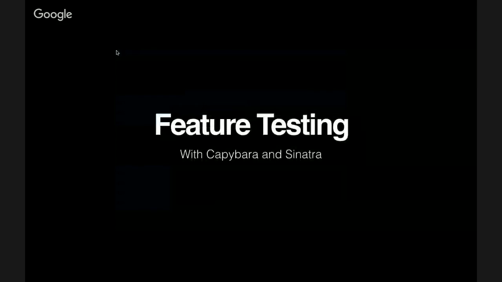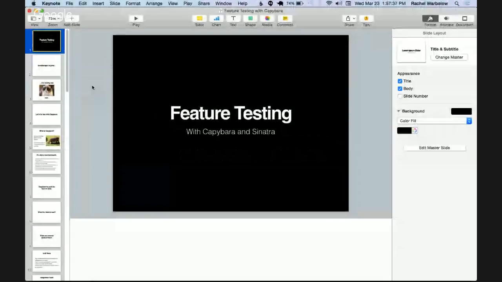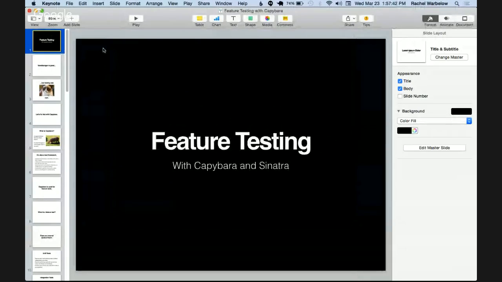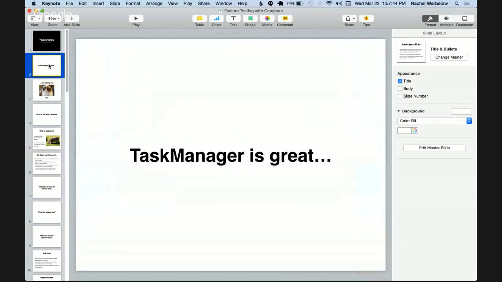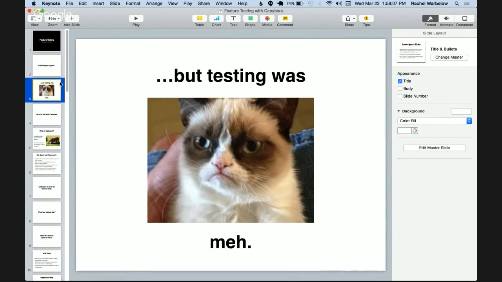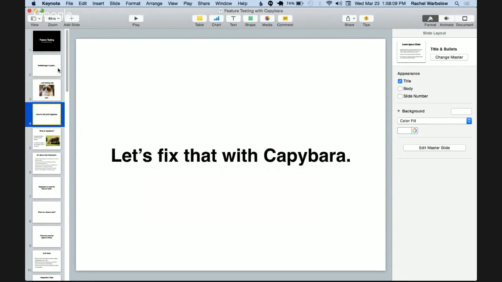All right, so feature testing with Capybara and Sinatra. I actually don't know if you can still see when I share my screen, so I'm just going to go with that. So we have Task Manager, and it works, but it's not tested. We have our model tests, but the actual web functionality is not tested. So what we'll need to do is use some kind of testing framework that will allow us to mimic a web interface. So we don't have great tests yet. We're going to fix that with Capybara.